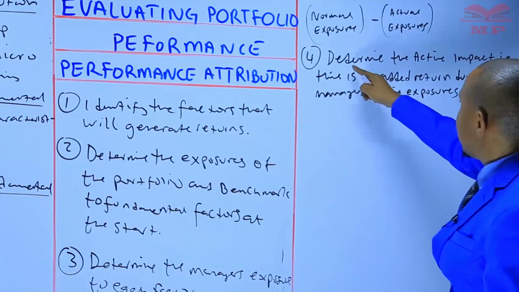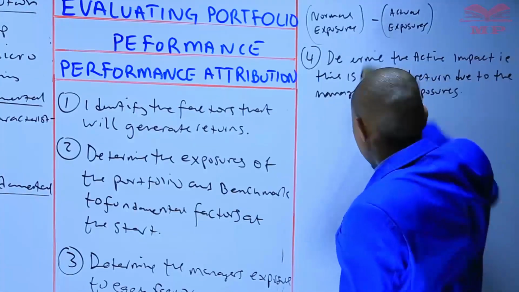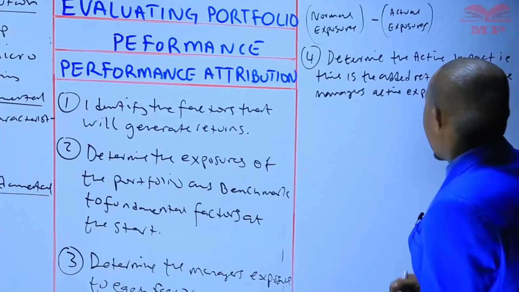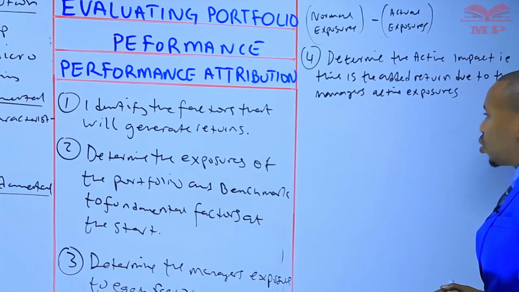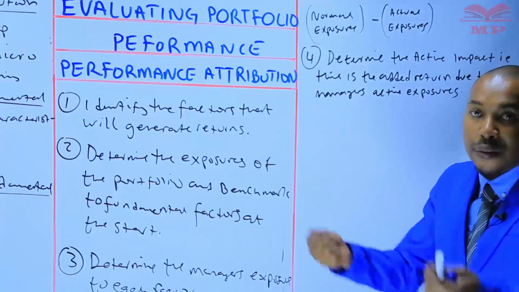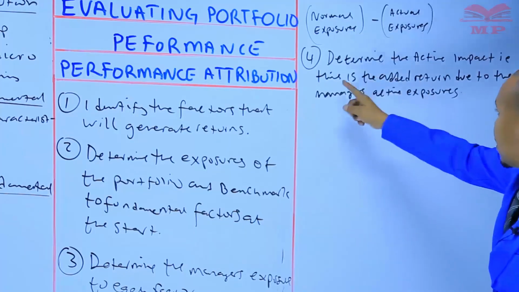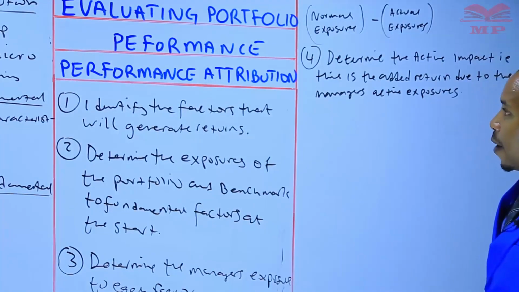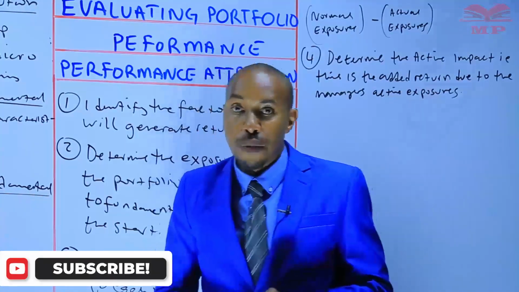So we're saying determine the active impact, i.e., this is the added return due to the manager's active exposure. How unique was the manager's skill in trying to allocate funds to specific asset classes to generate excess return? So we determine the active impact, the added return due to the manager's active exposures. And that is how we can conduct a fundamental factor model attribution.